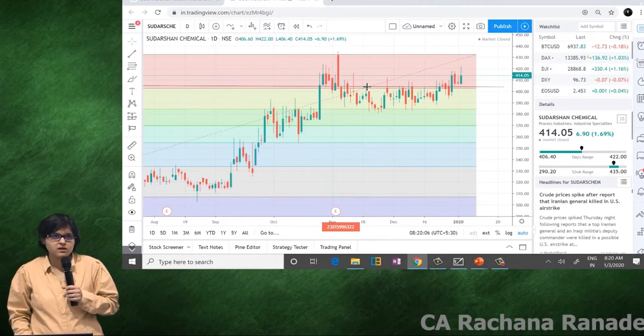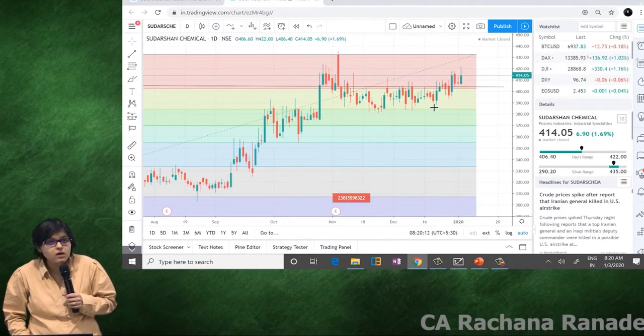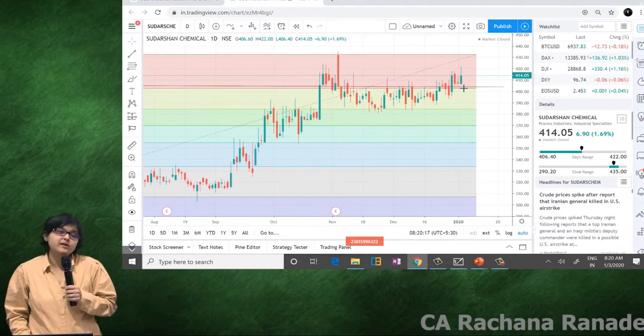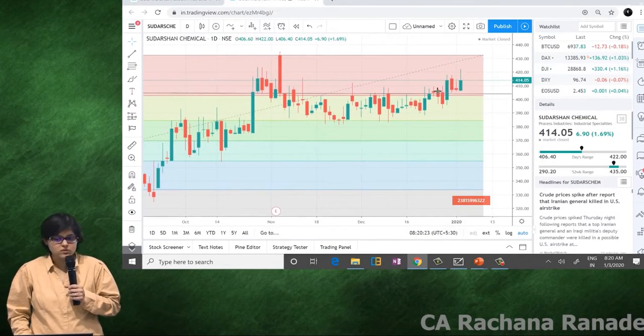23% level right now. And by the way, if you check, this big green has broken the 23% level only, na? So ideally, can we expect it to go up till here? It can be a good breakout. Okay.